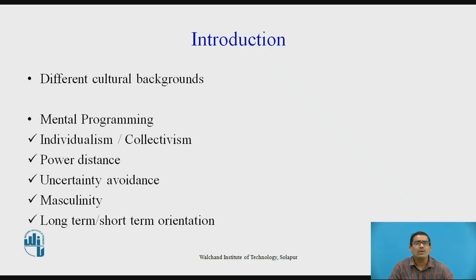So according to Hofstede, the five major dimensions are individualism and collectivism, what is the level of power distance, whether your preference is for uncertainty avoidance or tolerance, masculinity and femininity, and long term and short term orientation.